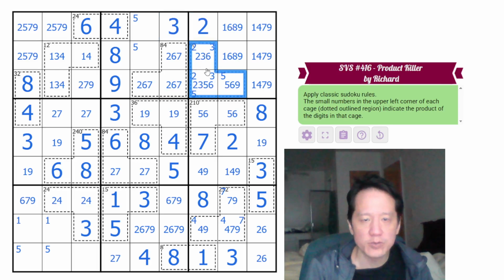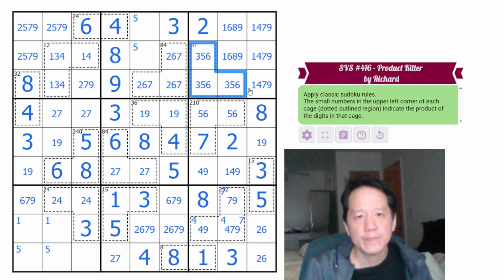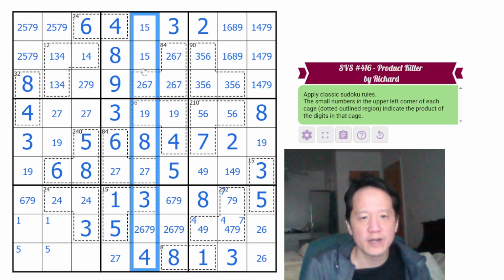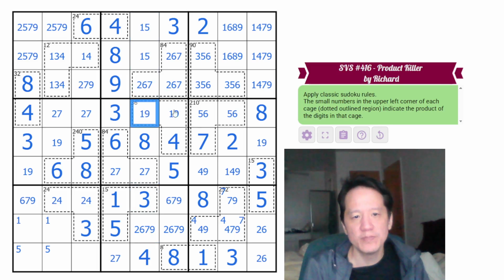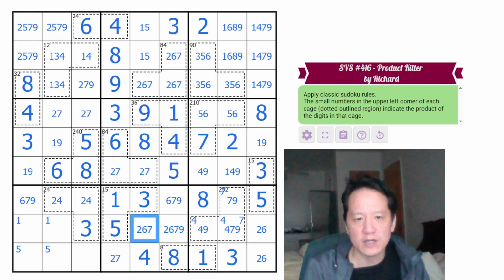This can no longer be 2, 5, and 9, so this is 3, 5, and 6. The remaining digits here are 1 and 5. We have a 1, 5, 1, 5 pair in column 5, which eliminates 1 and 5 in the rest of the column. Therefore, this can't be 1. This is 9. This is 1. This can't be 9.